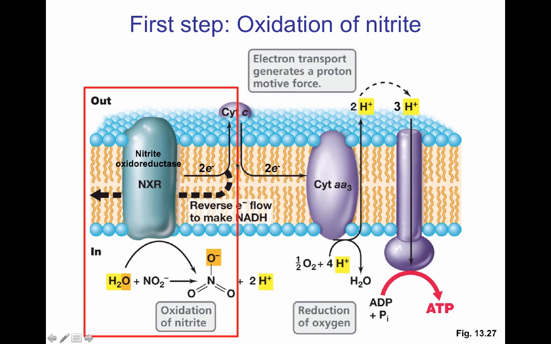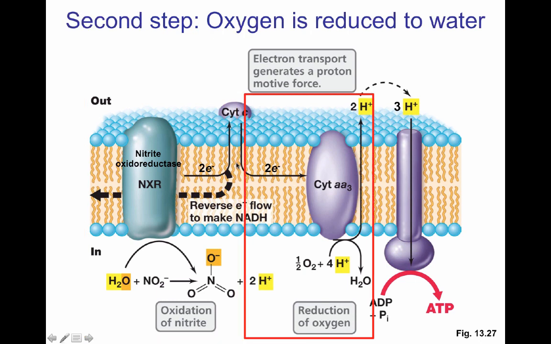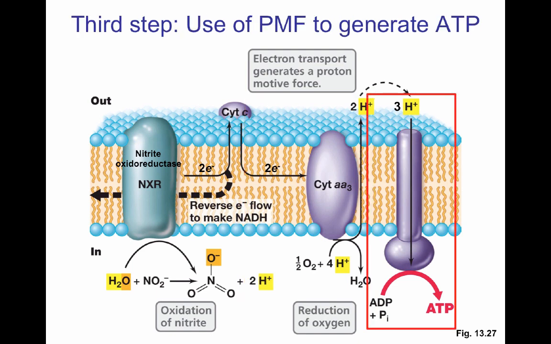Those electrons eventually are going to reach their final destination, which is going to be a cytochrome aa3 complex, and in that cytochrome aa3 complex you have the reduction of oxygen into water. This reaction is going to now allow protons to move across the membrane, and those protons moving across the membrane will again be used to produce ATP.